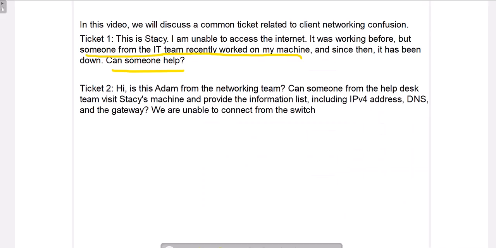So let's move into ticket number two. Ticket number two is something that we already did, right? Ticket number two is, hi, this is Adam from networking team. Now remember, you are not only working with clients or staff members, you're also working with people that could be vendors helping your network team or network devices, or they could be network engineers. And then they will just call you one day and say, hey, can someone from help desk team visit Stacy's machine and provide the information listed, including IPv4, DNS, gateway. We are unable to connect to that switch, from that switch or whatever. Whatever is the reason, the engineer cannot connect to that machine and they need your help.